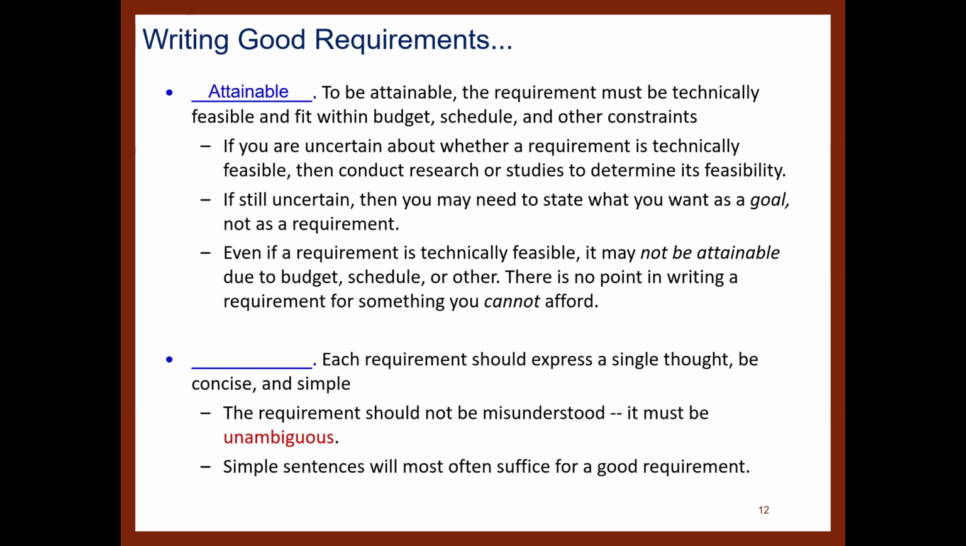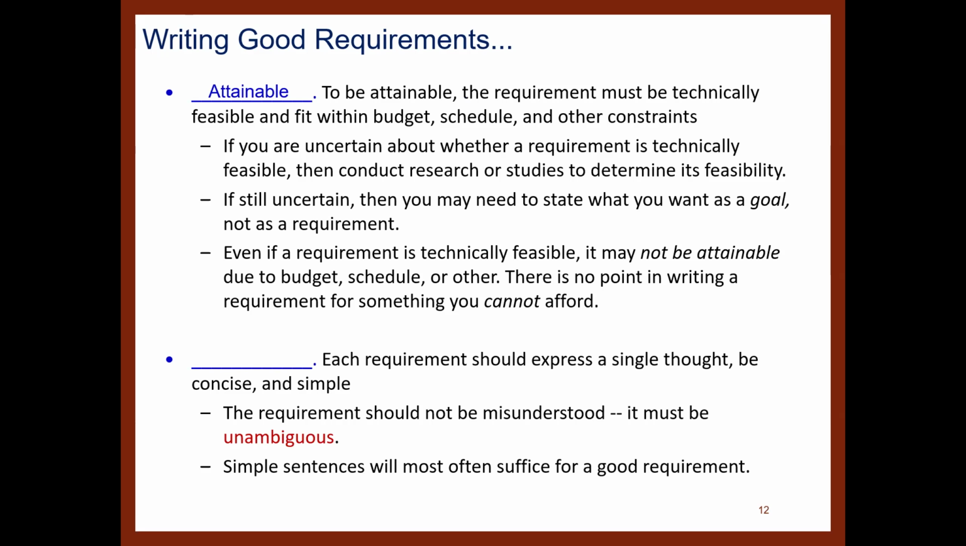To be attainable, the requirement must be technically feasible and fit within budget, schedule, and other constraints. So we're talking about these 3 dimensions: cost, schedule, and performance. So if it's meeting those 3, then it's attainable. If you are uncertain about whether a requirement is technically feasible, conduct research or studies to determine its feasibility. Some of you have been talking about different systems for your project. I think I have raised this concern for some of you. There's not necessarily a technology already available. Maybe it is.